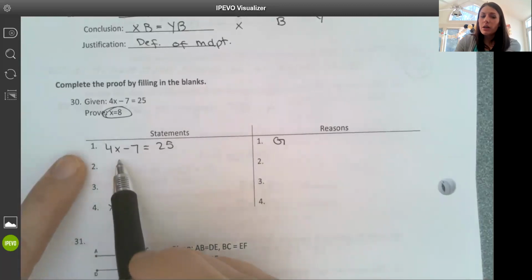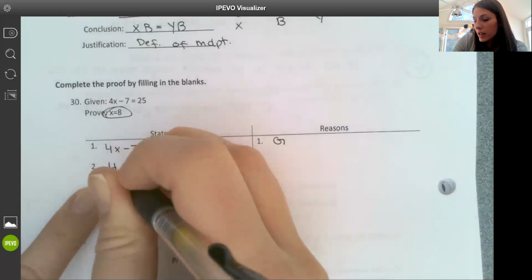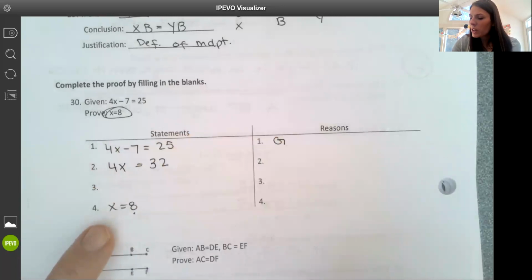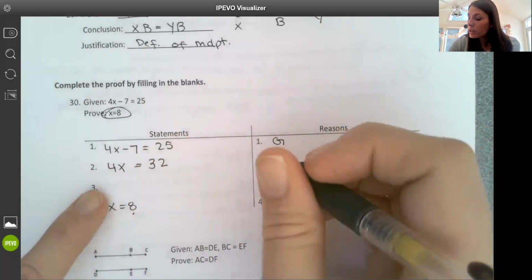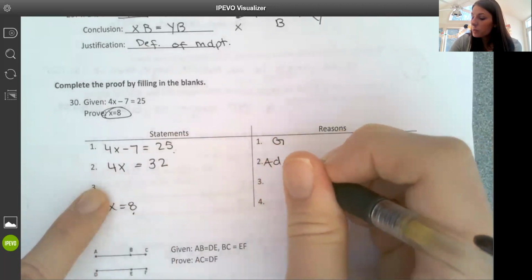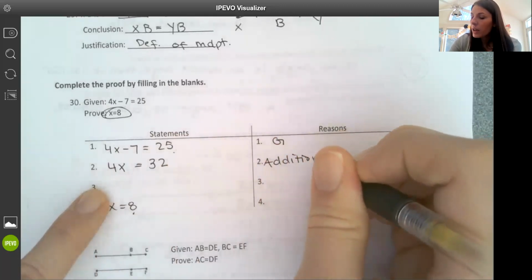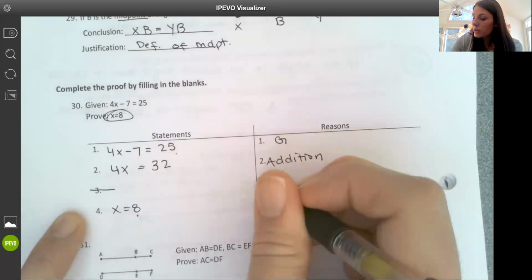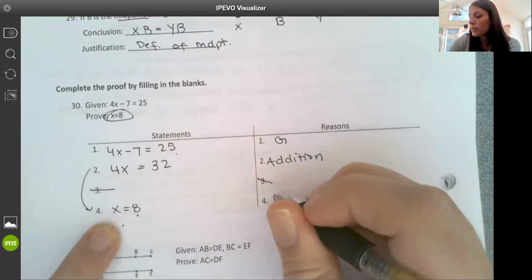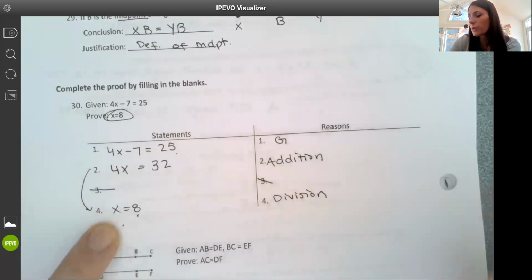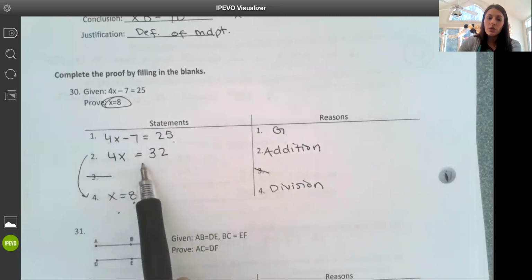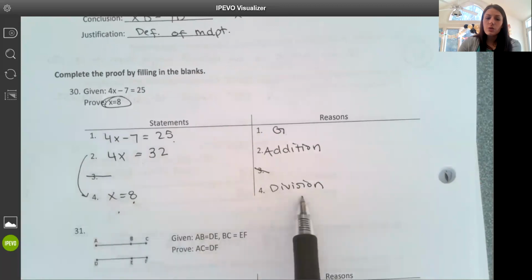So from this statement, I would say the next thing that I would like to say is that 4x equals, oh, we don't even need a third step, do we? We have an extra step here. 4x equals 32. And the reason I can say that is I know I can add 7 on both sides. So this is addition. And then from here to here, I don't need this third step. I can say then x equals 8 by division. That's just probably a typo on my part. Okay, real quick proof. If this is true, then that's true. If that's true, then this is true by division.